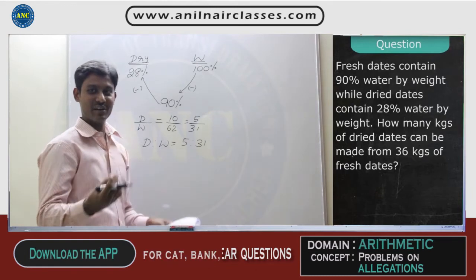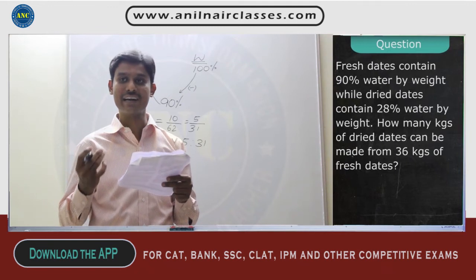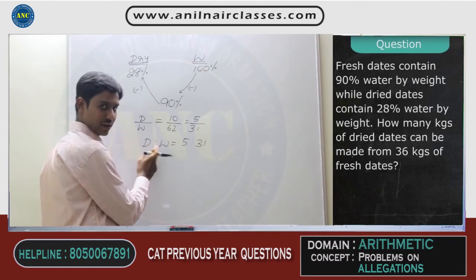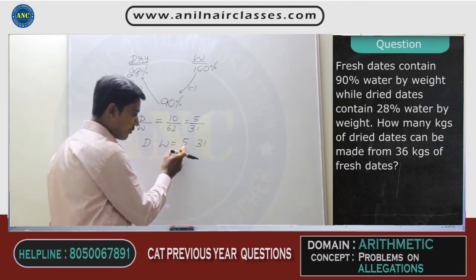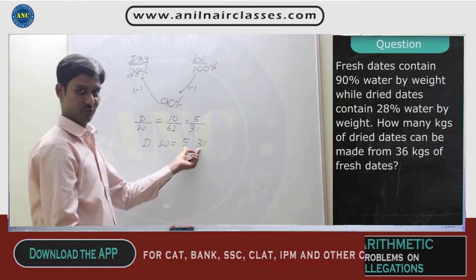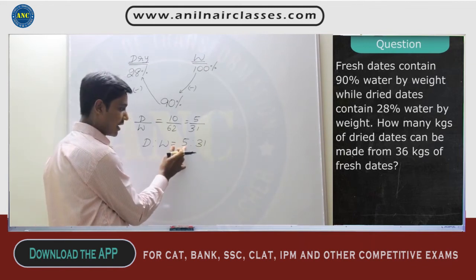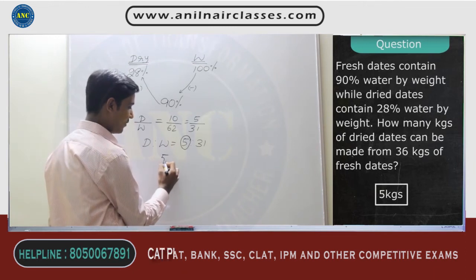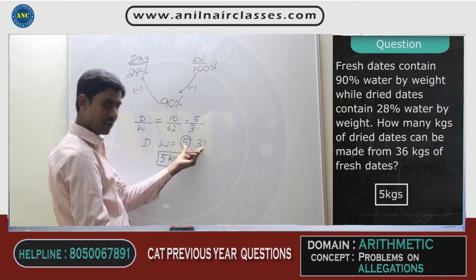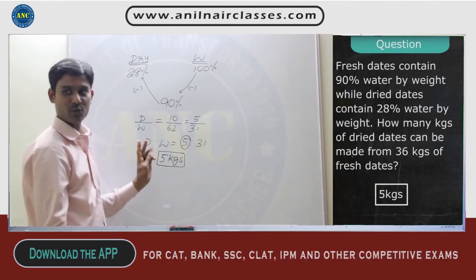Right? Now what is your question? Your question is how many kgs of dry dates can be obtained from 36 kgs of fresh dates. Fresh dates is nothing but dry plus water, right? Dry plus water is fresh. That means 5 plus 31, totally from the ratio. How many kgs of fresh dates is available? 36 kgs. 5 plus 31 is 36. That means from this 36 kgs of fresh dates, how many kgs of dry dates can be obtained? 5. Answer is 5 kgs. Getting the idea? From 36 kgs of fresh dates, which is nothing but a combination of dry and water, you can obtain 5 kgs of dry dates. That is what is asked in the question.